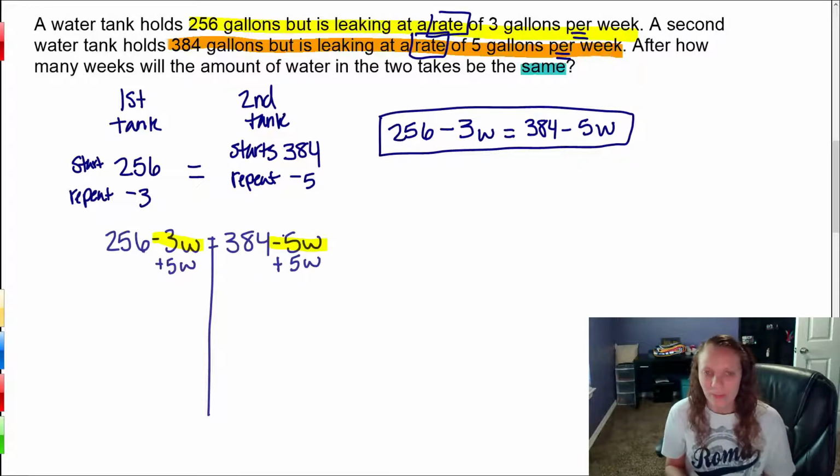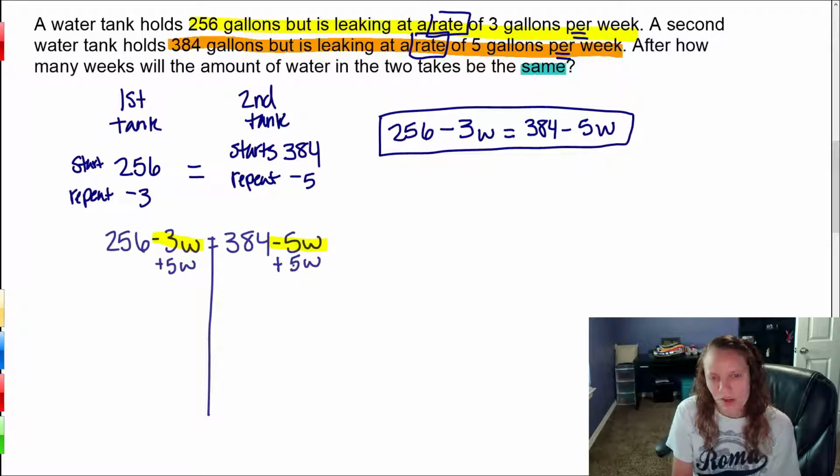We could have added 3w to both sides, but I knew that I wanted to add the 5w instead, because if I do negative 5w plus 3w, that's going to give me a negative answer, and I really just am trying to avoid negatives, but you can do it that way. Negative 5 plus 5, that cancels out to 0. And then negative 3 plus 5, that would be a 2w. And that's positive. And 256, bringing that down, and 384 on the other side.